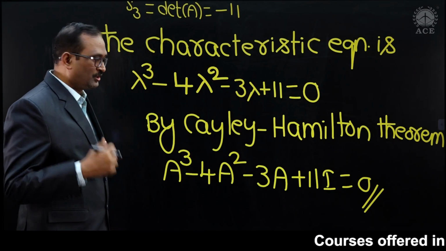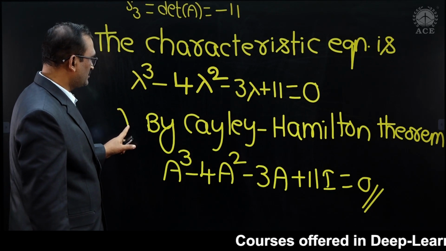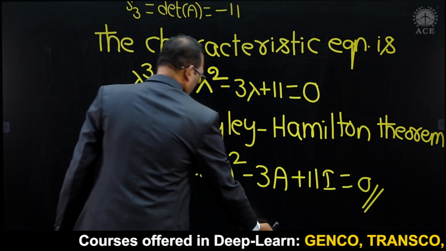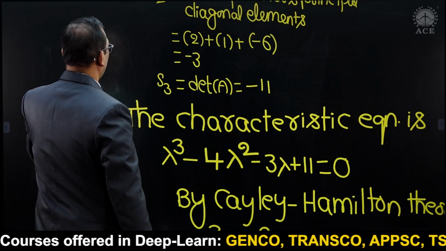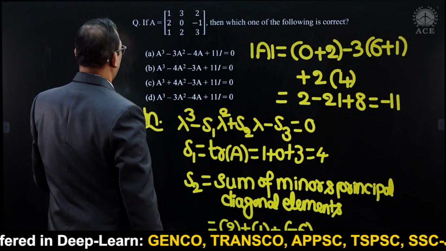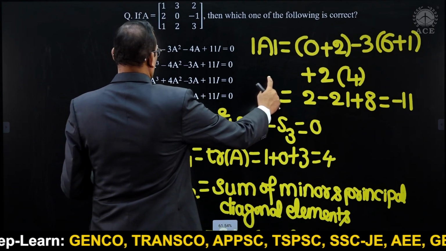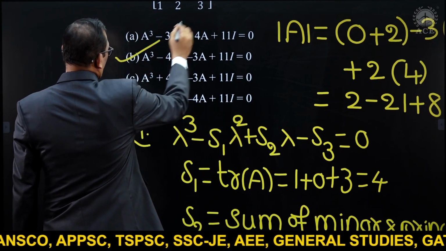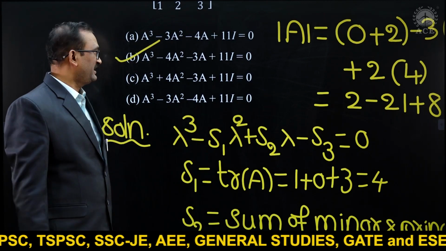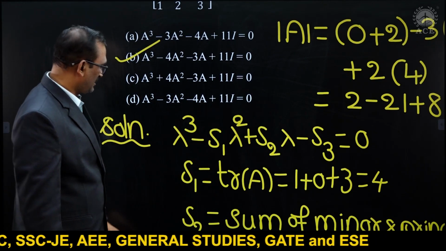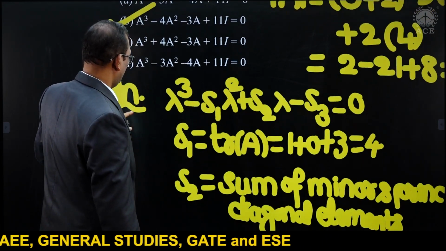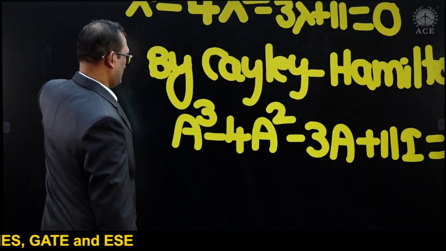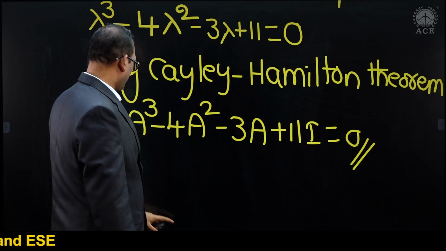Now let us verify the options. A cube minus 4A square minus 3A plus 11I matches option B. So option B is correct.